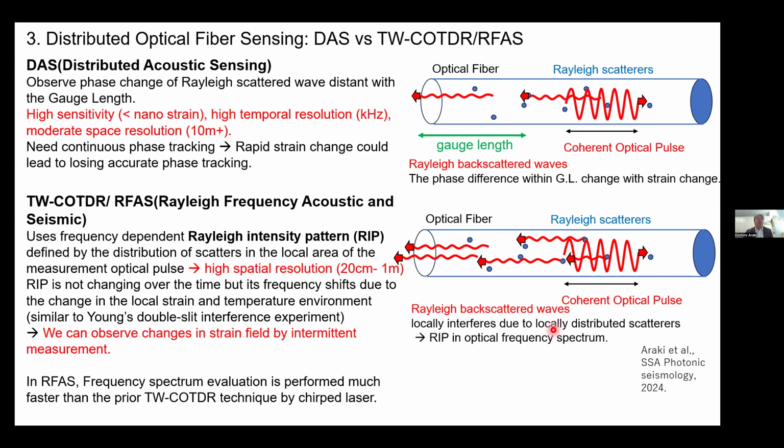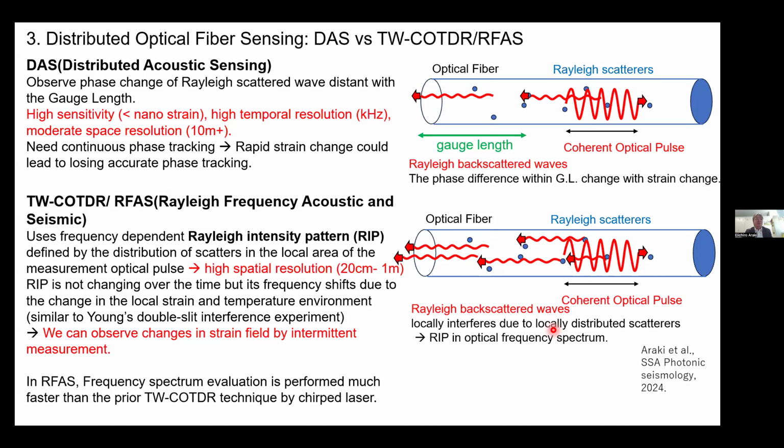We are also developing another distributed optical fiber sensing technique known as TWCOTDR or RFS. TWCOTDR is a distributed optical fiber sensing technology that, like DAS, analyzes Rayleigh backscattered waves. However, instead of analyzing phase differences, it focuses on the Rayleigh intensity pattern, RIP, in the optical frequency domain.